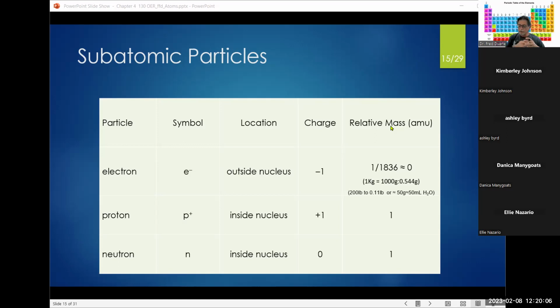So the electrons are so tiny. To give you an idea, their relative mass is 1 over almost 2,000, so essentially 0. That's what has been done: the mass of electrons has been assigned a relative AMU of 0. Keep in mind, there's still mass, but it's so tiny. We're going to learn that these electrons behave like light because of their mass being so small. Okay.